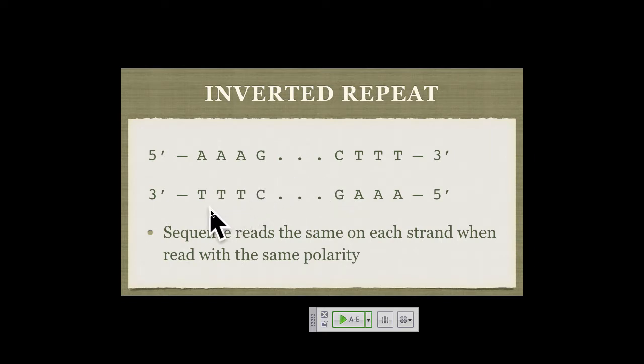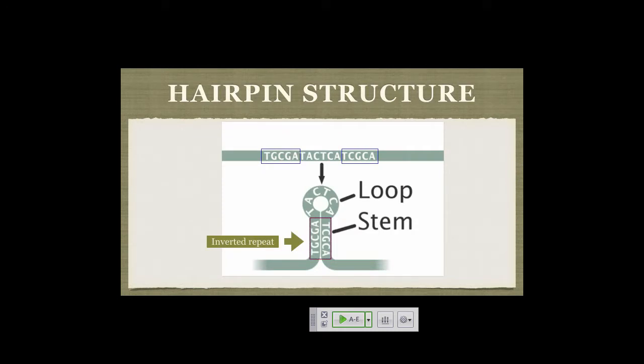So inverted repeats are the same. You can recognize them because they're the same sequence on each strand, but you have to read them with the same polarity. The reason they're important in single-stranded molecules, especially RNA, is because they give a 3-dimensional structure to the molecule. So they can form what are called hairpin structures.